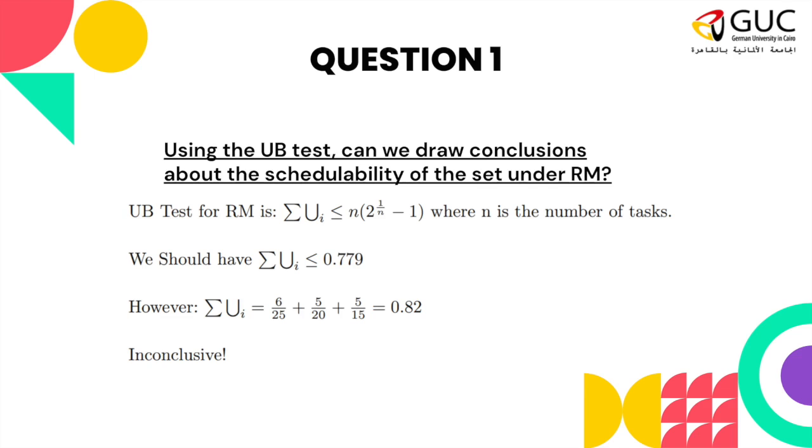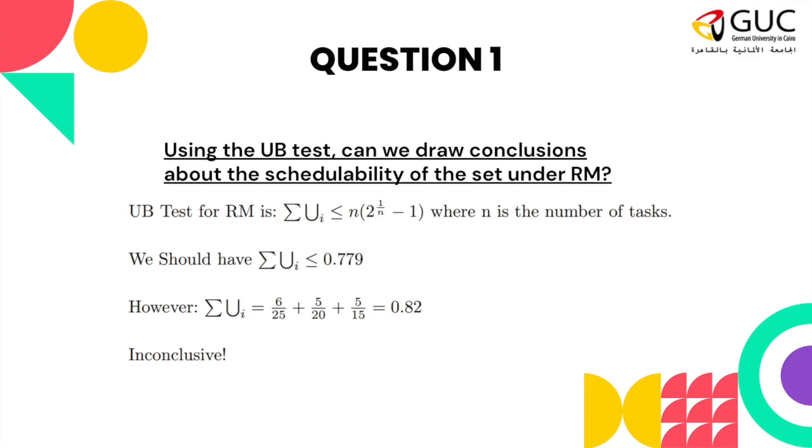So the summation of the utilizations, 6 divided by 25 plus 5 divided by 20 plus 5 divided by 15, is equal to 0.82. Is 0.82 less than or equal to 0.779? No. Therefore, we have a problem. The problem is that this set of tasks may not be schedulable under rate monotonic.